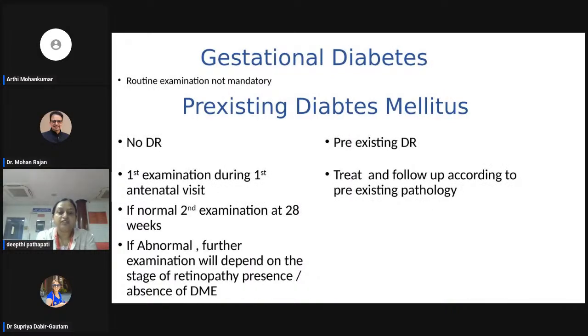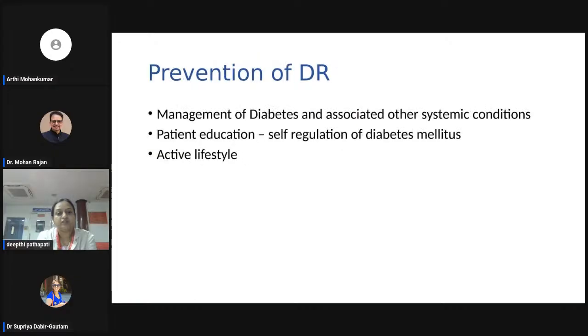Quickly about gestational diabetes, pre-existing diabetes mellitus. If no DR, first examination during first antenatal visit. If normal, then second examination at 28 weeks. If abnormal, further examination will depend on the stage of retinopathy and presence or absence of DME. Pre-existing DR, then treat and follow up according to the pre-existing pathology.